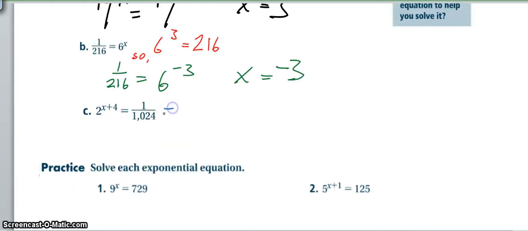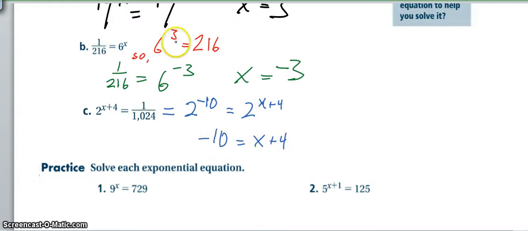For c here, we again have a fraction. So you want to think about 1 over 1024. You have to think about that would be 2 to the what power? Well, 2 to the 10th power is 1024, so we make it negative 10 since it's flipped, or the reciprocal. So that then tells me that 2 to the negative 10th is what is equal to 2 to the x plus 4. So then I can say that negative 10 is equal to x plus 4. Solve the equation, subtracting 4 on each side, and we get that x is equal to negative 14.